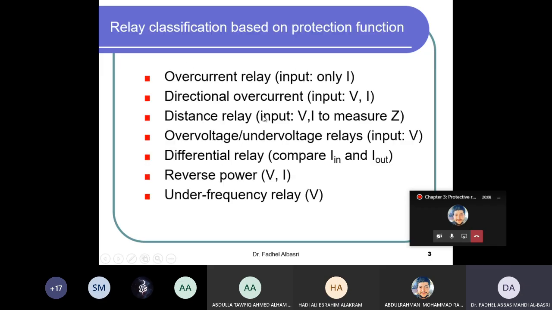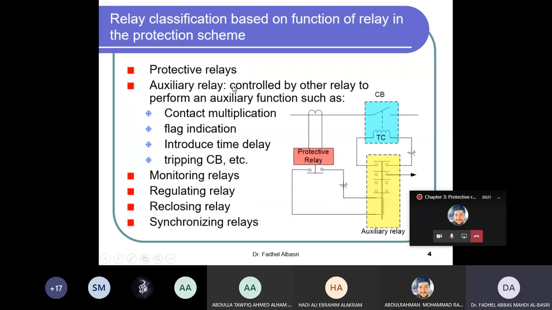So I classified them based on their inputs or their functions, which is: we have overcurrent, directional, distance, over or under voltage, differential, reverse power, and under frequency. I already covered the role of the relay within a protection system.